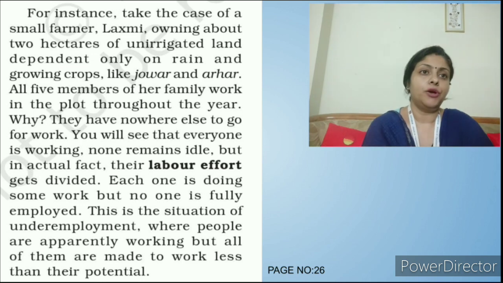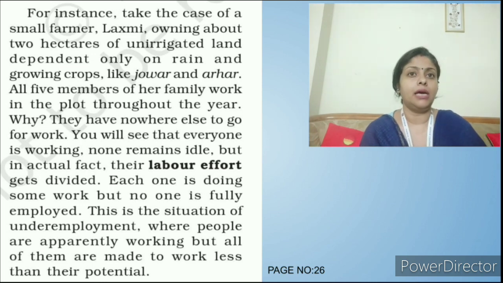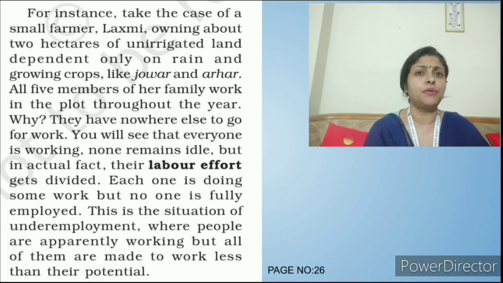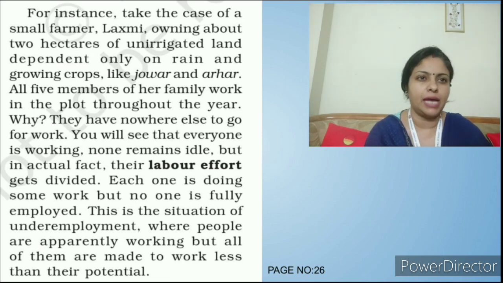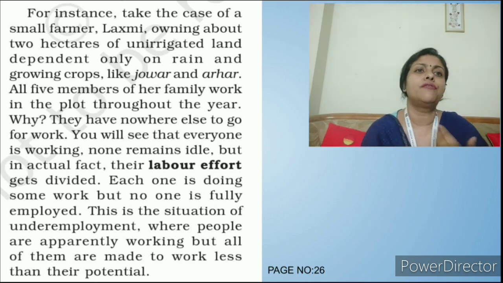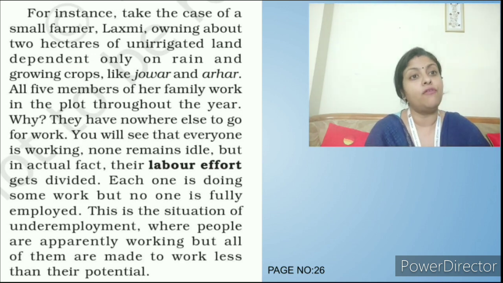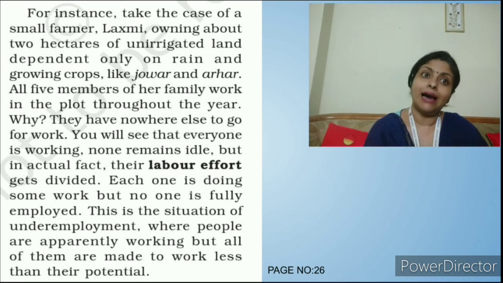Now, there is this example in your book, page number 26 of your textbook. It is talking about a story of a lady named Lakshmi. She is supposedly a small farmer, someone who has a small plot of land. Here it says she has some 2 hectares of land which is unirrigated. Unirrigated means she is not using any artificial sources of irrigation, could be canals or any kind of proper drainage, where an extra artificial water facility is used to irrigate and grow crops. So basically she depends on rainfall for all her water requirement. That is why it's called unirrigated.